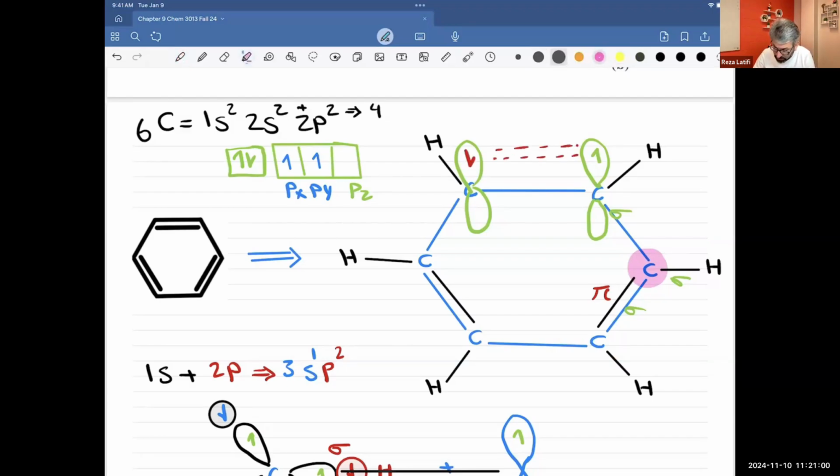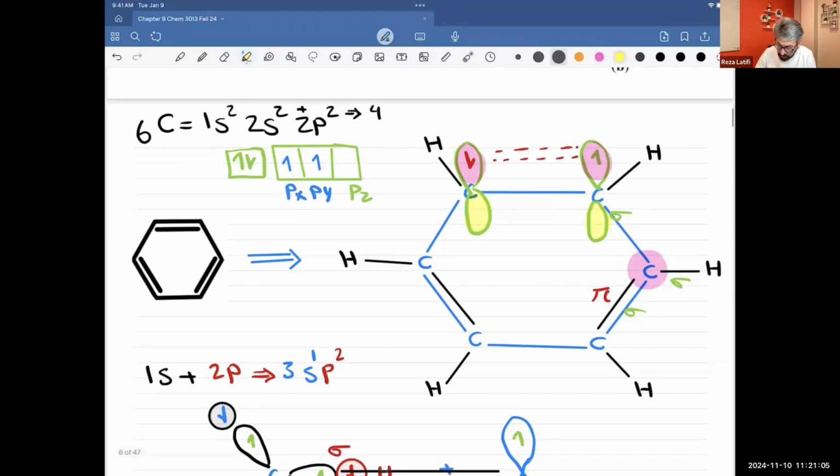So 1 electron there, 1 here, and they're going to interact. Let's call this one, for example, the positive lobe, and that one the negative lobe. They will interact, positive with positive, negative with negative, and that's going to give me a pi bond. So the fourth interaction of carbon will be made by a pi bond, through a parallel interaction.